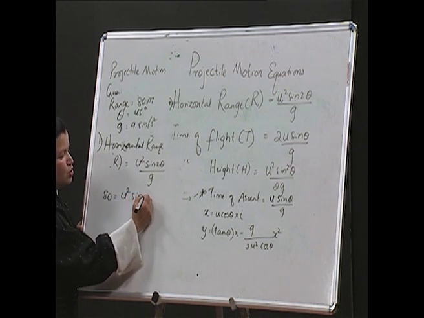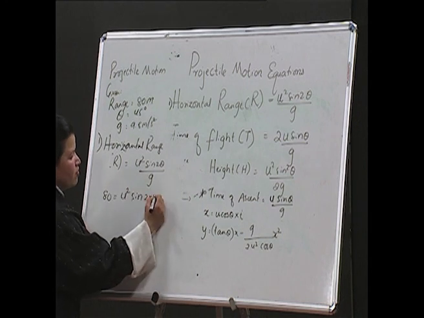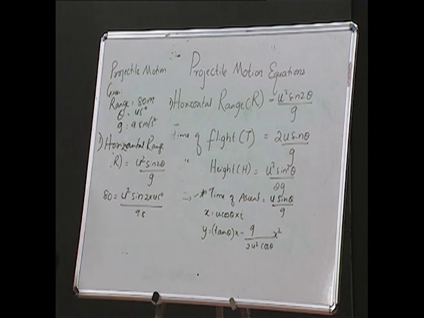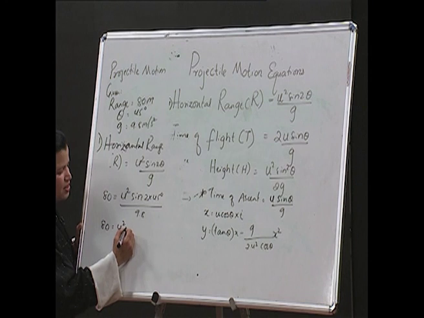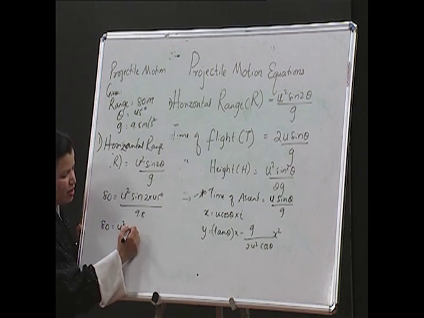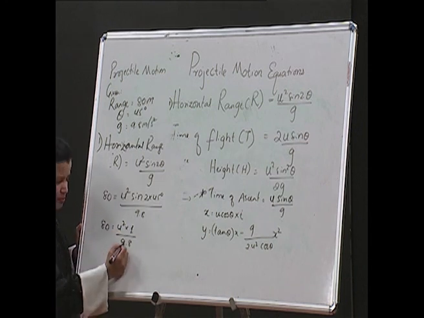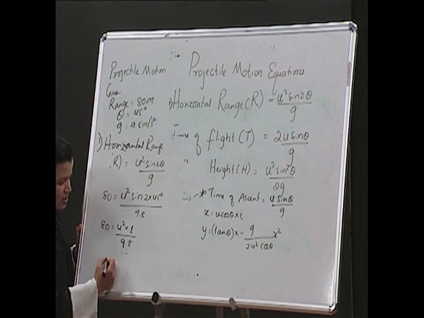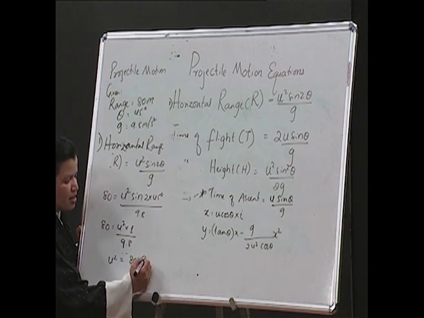So, sine of 2 times theta, where theta is equal to 45 degrees, divided by 9.8. 2 times 45 degrees gives us 90 degrees, and what is sine of 90 degrees? That is simply 1, divided by 9.8. So, rearrange this equation. Here the unknown is u, the initial velocity with which the javelin is being thrown. Cross multiplying, we get u squared equals 80 times 9.8.